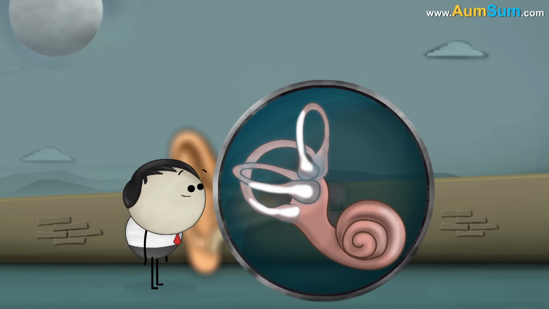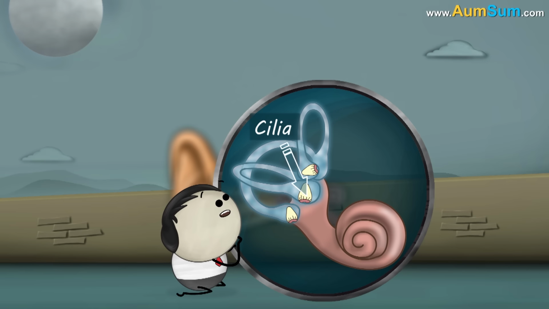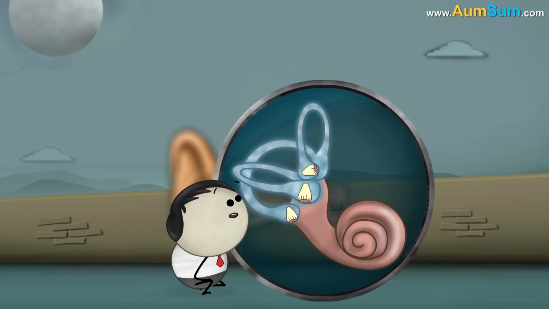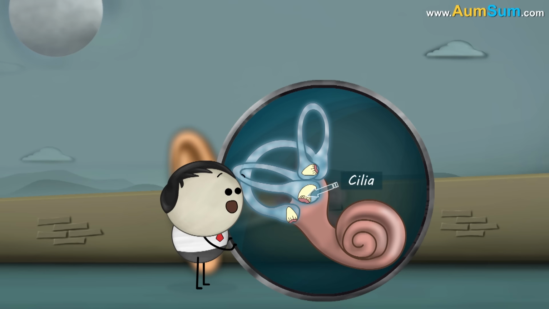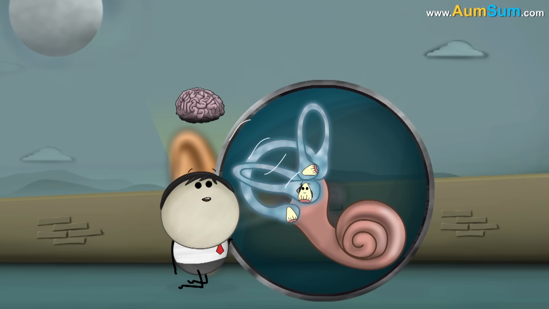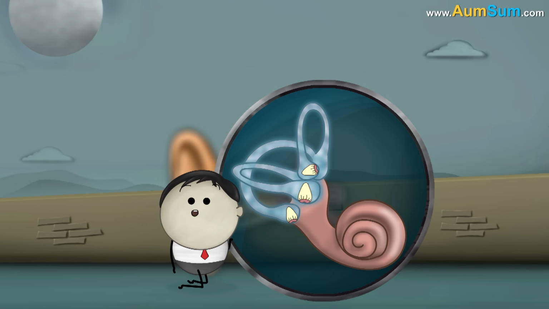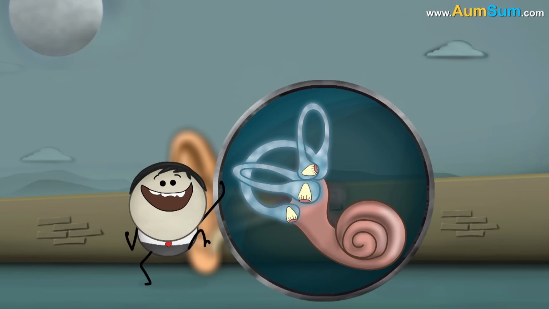Each of these canals has a fluid called endolymph and hair cells called cilia at the base. Whenever we move our head, the fluid moves, resulting in the movement of the cilia as well. When the cilia moves, it sends signals to the brain informing which direction our head has just moved in. Each canal has different functions as per the movement of our head.